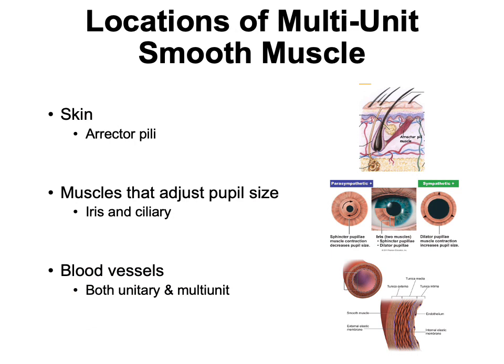The locations of multi-unit smooth muscle are the arrector pili, that is attached to the hair follicle that causes your hair to stand on end when you have goosebumps. The iris and ciliary muscles in the eye that affect dilation and constriction of the pupil, and in blood vessels. In fact, blood vessels have both unitary and multi-unit smooth muscle.